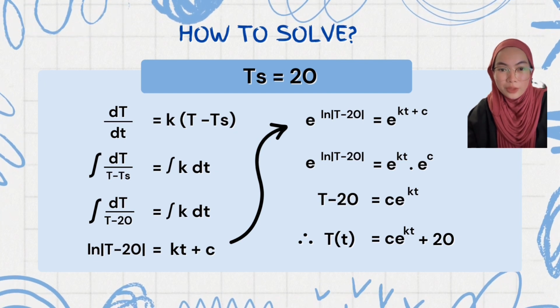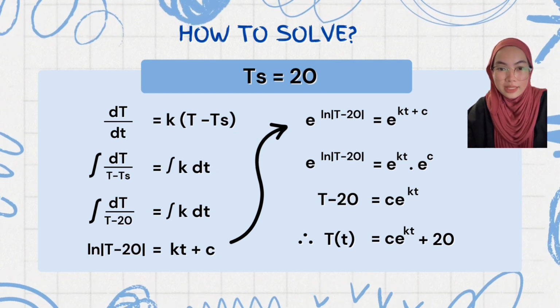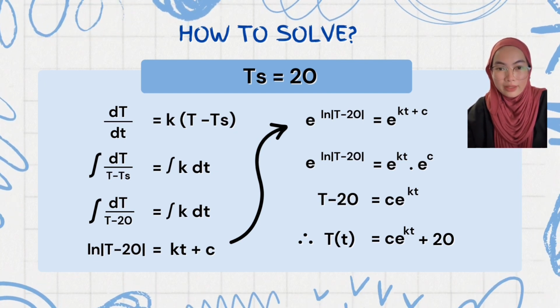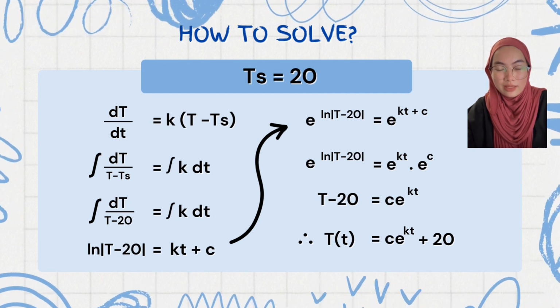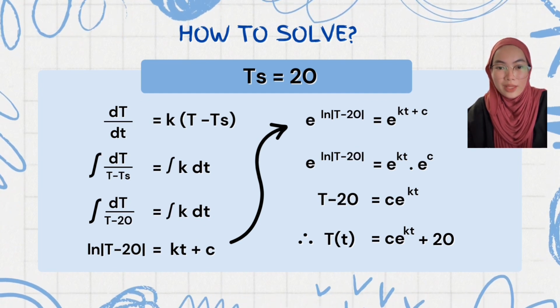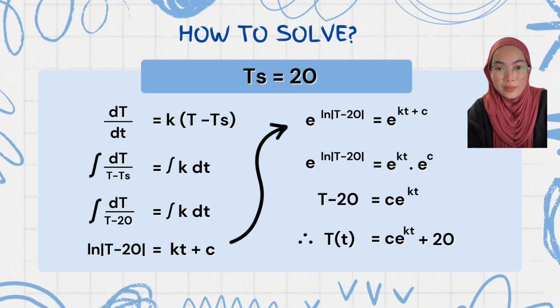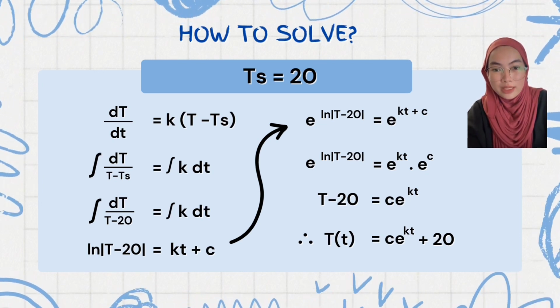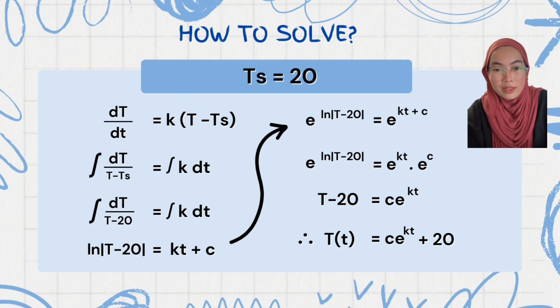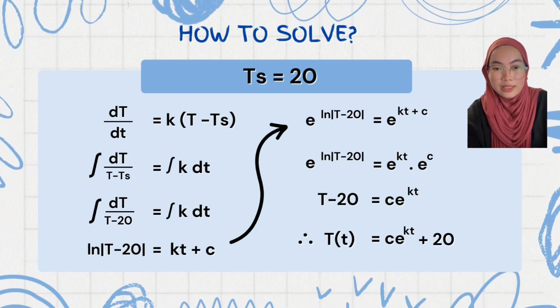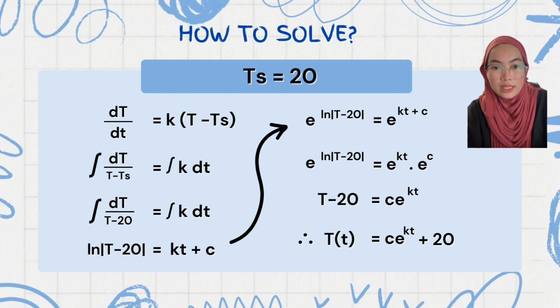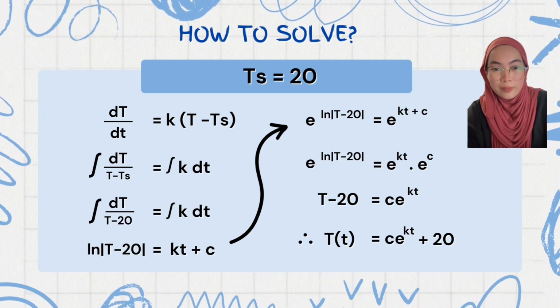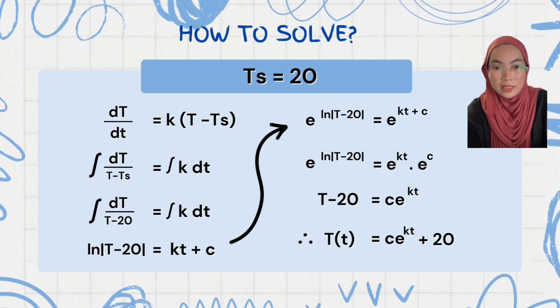First thing first, we have to use the general formula, which is dT over dt equal to k in bracket T minus Ts, where Ts is the surrounding temperature. After that, we put T and t on opposite sides, and it will become dT over T minus Ts equal to k dt. Then we integrate both sides, and lastly, we will get ln of T minus 20, which is the value of the surrounding temperature, equal to kt plus c.